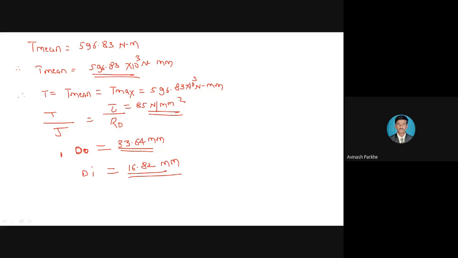Calculation part is very important. Please check your answer. 33.64. This is your external diameter.